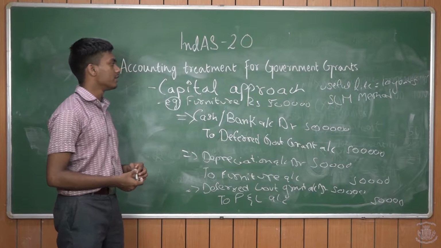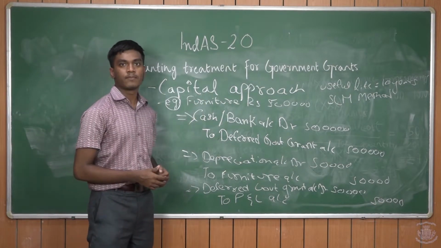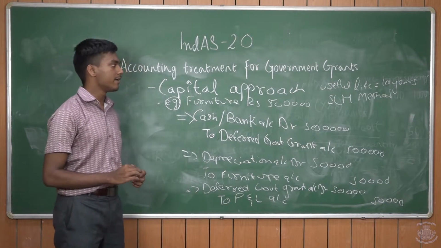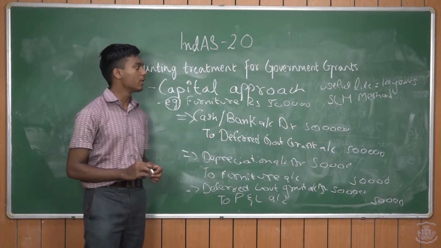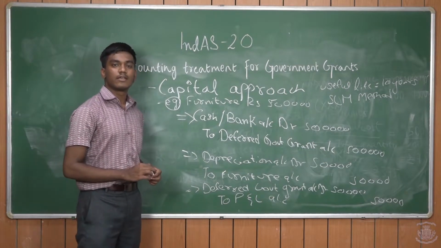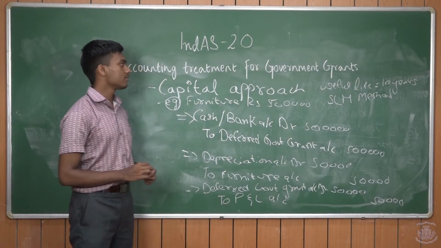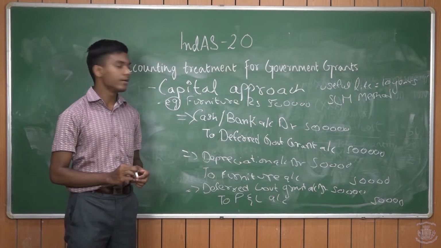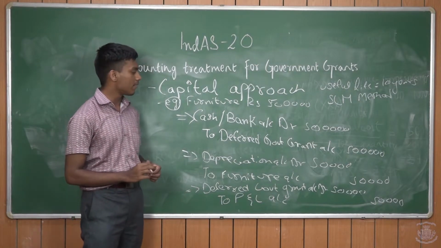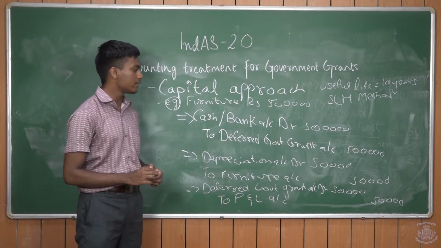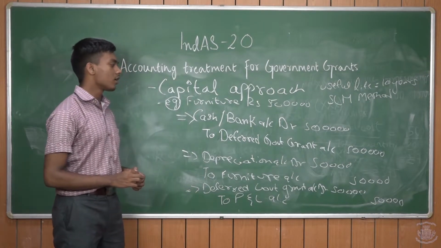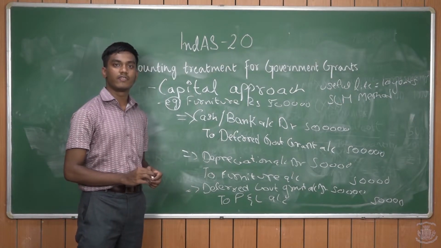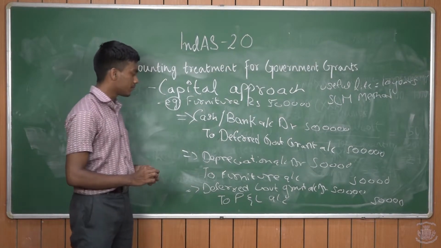So for example, for furniture, let's assume useful life is 10 years and the entity is following SLM method. SLM method is nothing but straight line depreciation method. So on the straight line depreciation method, the depreciation amount will be equal to original cost of the asset divided by useful life of the asset. So in this case, the depreciation amount is 5 lakh rupees divided by 10 years, that is 50,000 rupees per year. So at the end of each year, the entity will pass journal entry for depreciation, that is depreciation account debit 50,000 to furniture account 50,000, and this depreciation account will be reflected in the P&L account as P&L account debit 50,000 and to depreciation account 50,000.